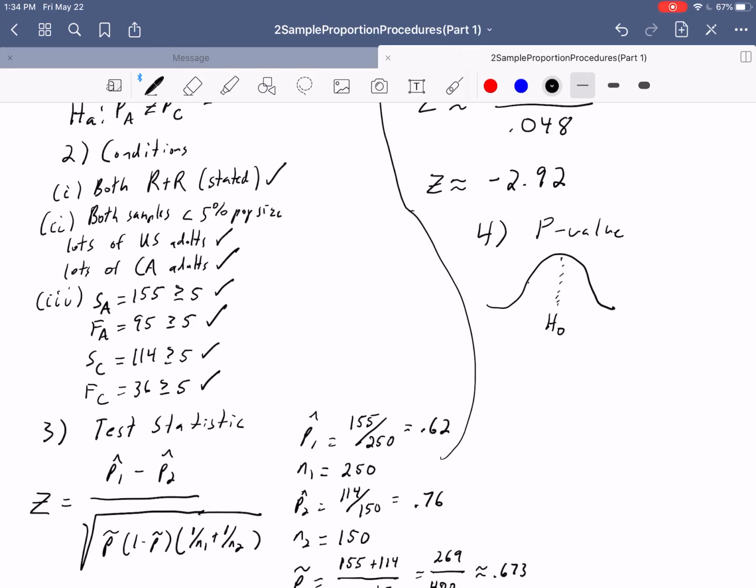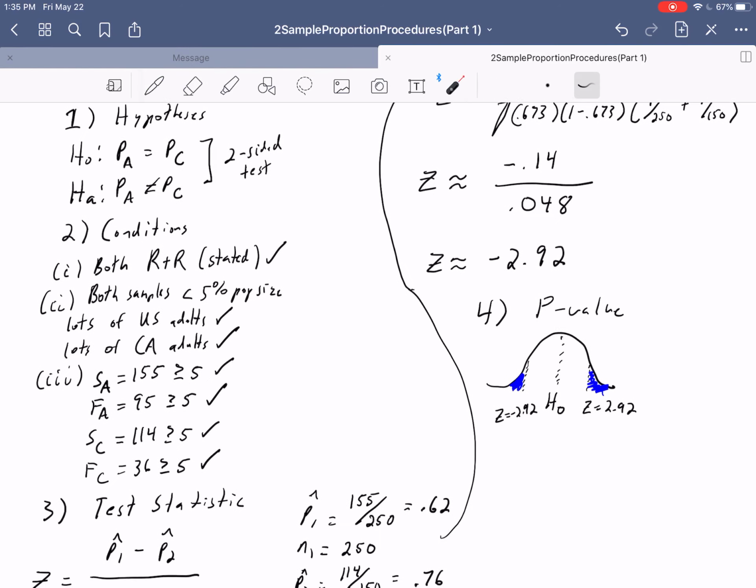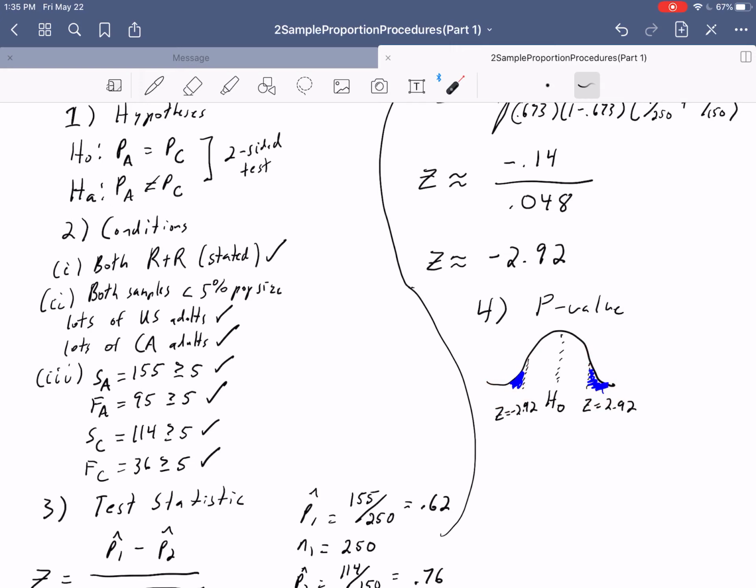Our z-score is negative, so it is somewhere over here. Z equals negative 2.92. Now, remember, we are doing a two-sided test, so we want to draw the mirror image of this onto the other side, which would be at positive z equals 2.92. And our shaded area is going to be this stuff over here and this stuff over here, the two tails. Of course, remember the stuff here and the stuff here are the same, so if we just find one of the two and double it, we should be all good.